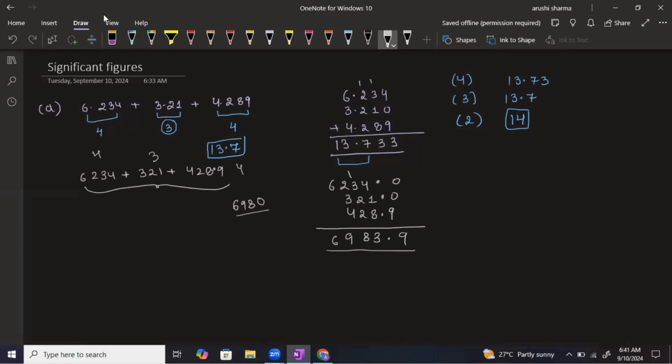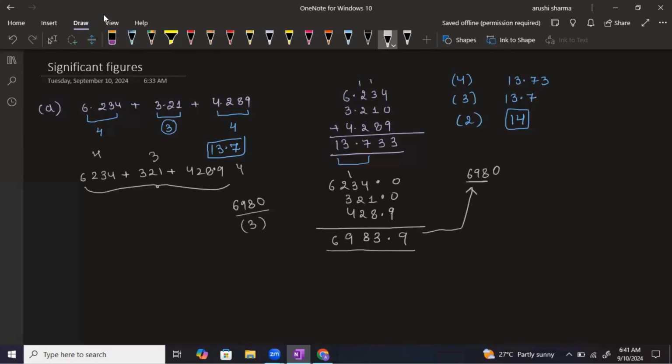6980 will be fine because 3 significant figures will be there, as this 0 will not be countable. Because if I just write down 698, it will not give me the perfect answer. Because you can see it's coming out to be 6983.9. So we need to make it 0 here so that it will be the nearest answer.